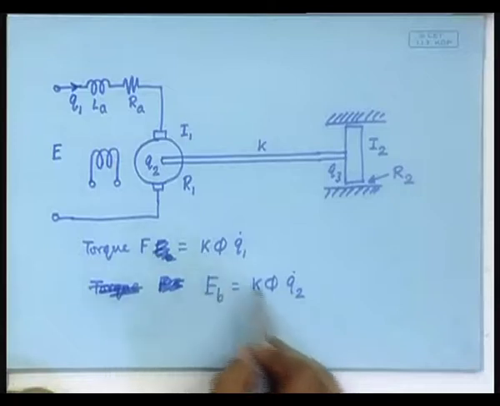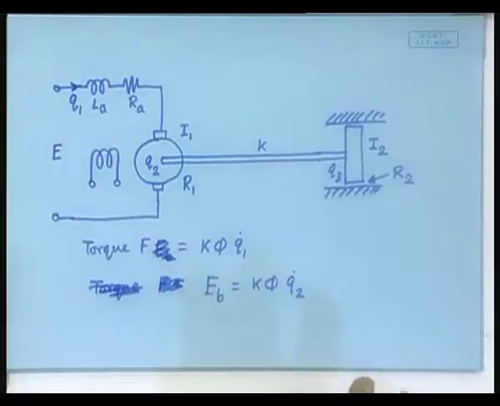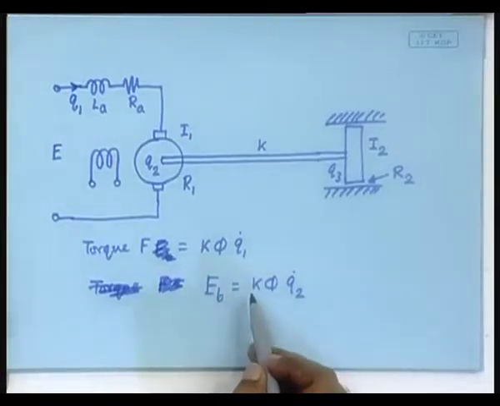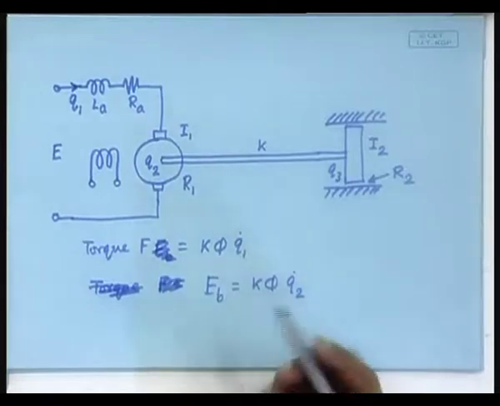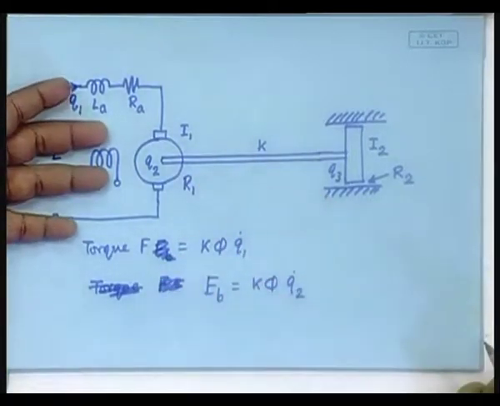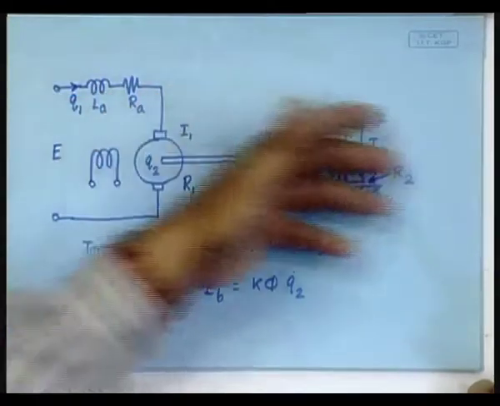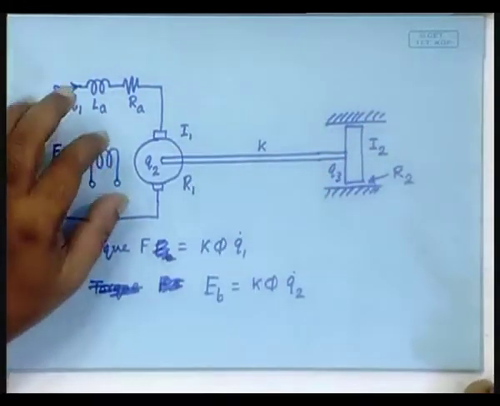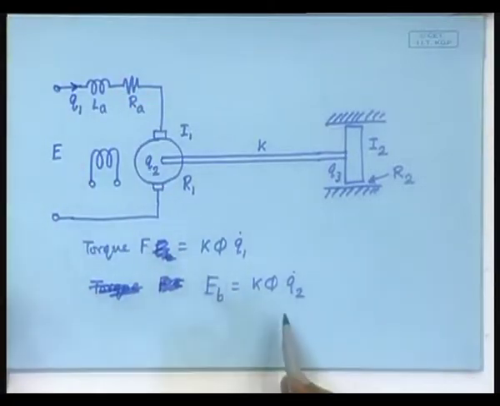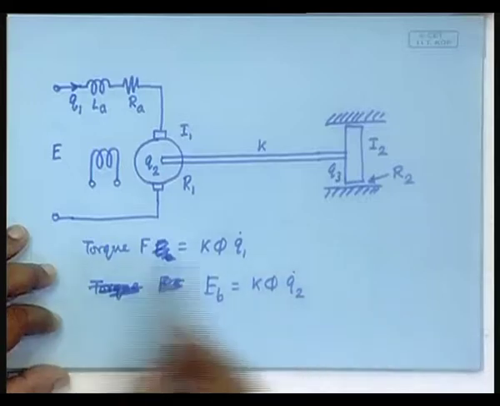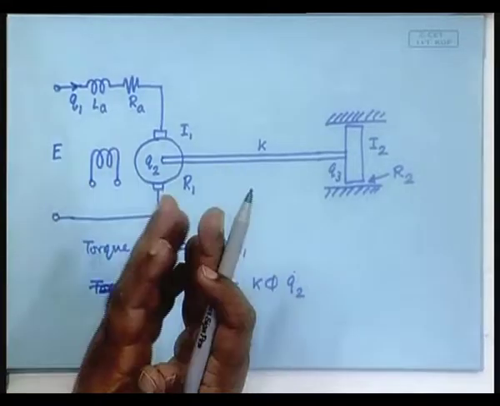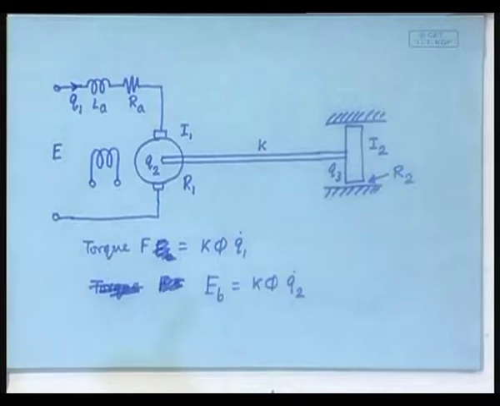Now, these two K phi's are in fact the same. That is if you assume that the power input into the motor is equal to the power output out of the motor. If you ignore the losses, then these two are actually equal, else there will be slight difference which you can ignore for now. So, these two are the relationship of the interaction between the mechanical subsystem and the electrical subsystem.